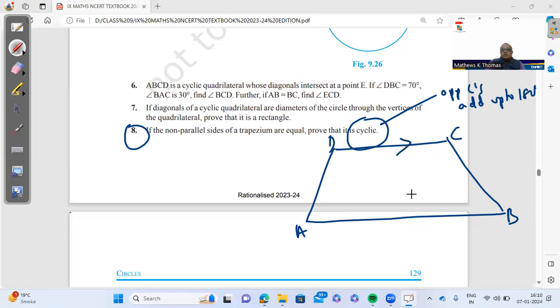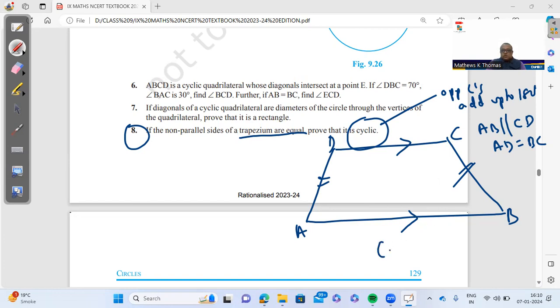These are the parallel sides of a trapezium. Non-parallel sides mean the AD and BC. It is given that the non-parallel sides are equal, so AD and BC are equal. And of course, the other sides, AB and CD, are the parallel lines. We have to prove that it is cyclic.